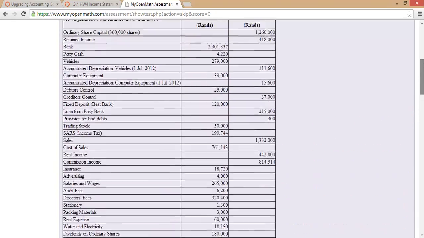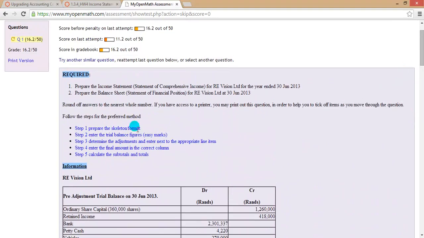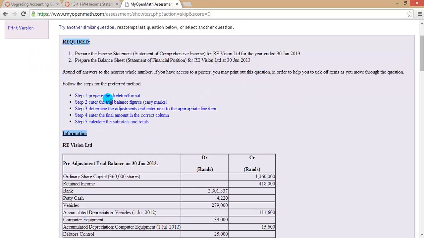Right, in the previous video what we did is we completed step 1 and step 2. We had the skeleton, we entered all the figures from the pre-adjustment trial balance, and now we're moving to step 3, which is to enter the adjustments next to the appropriate line items in the financial statements. Before we can enter the adjustments, we first need to understand them and determine what the adjustment is, and then we can take the adjustment to the appropriate line item. And then after we'll do step 4 and 5.